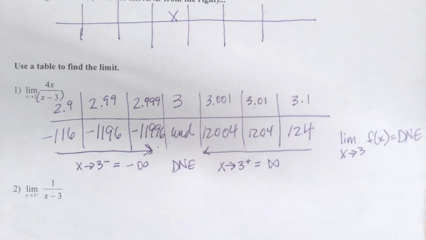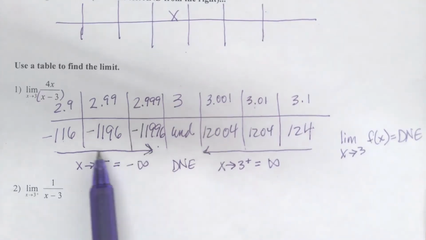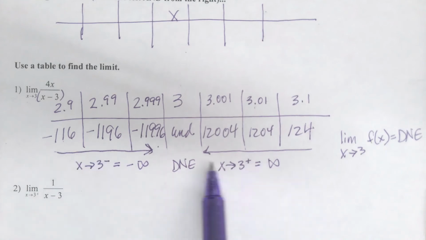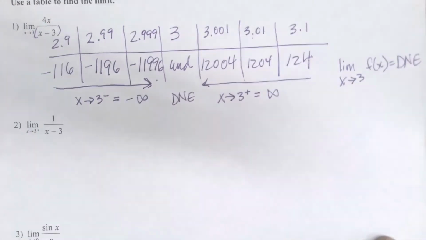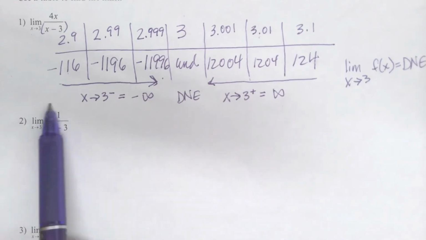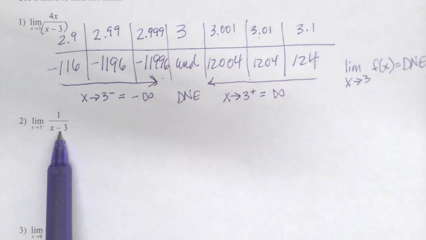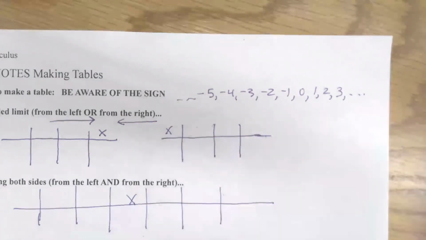Okay, so like I said, we're going to be making tables, plugging in the values, and seeing if we can read the tables, decide what's going on, what it appears the function is approaching. On our next example, we are only looking at x approaching 3 from the right. So remember, that means I only care about the right hand side of 3. The number's just a little bit bigger.